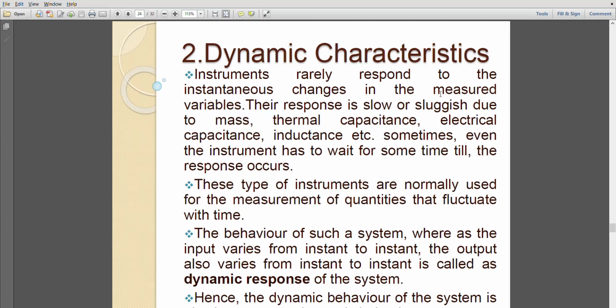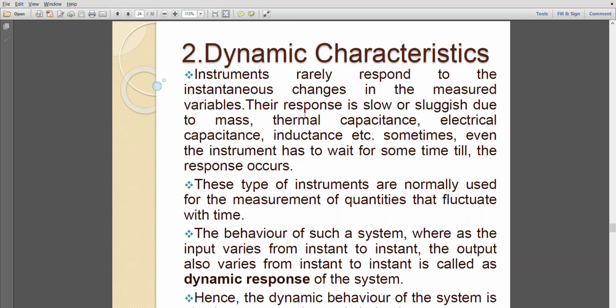Next, another important characteristic is the dynamic characteristics. So what is this dynamic characteristics? Let's see. The instruments rarely respond to instantaneous changes. What is instantaneous? Quick changes in the measured variables. Their response is slow or sluggish because, as we have already seen, when the system has energy storage elements such as mass, thermal capacitance, electric capacitance, inductance, there is a delay.